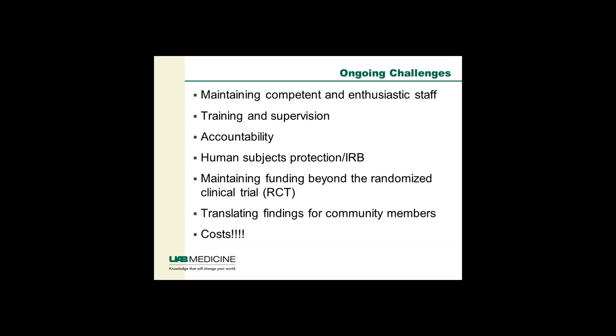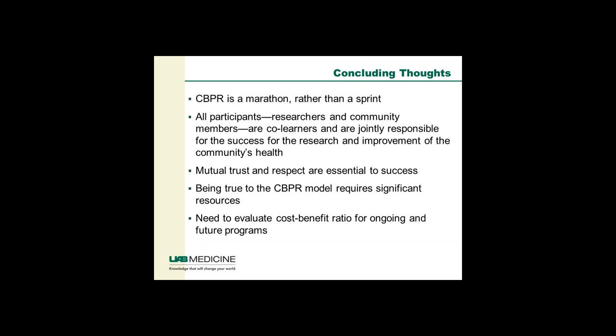And then there's translating those findings for community members. We try, but p-values don't work, and odds ratios don't work. They want to know, why did my grandma die three weeks after she was diagnosed with breast cancer? That's what they want to know. And changing population health takes a long, long time. And the cost: these center grants are multiple millions of dollars, and that's not something that's likely, in the current funding climate, to continue to be available to us. So they are very expensive.